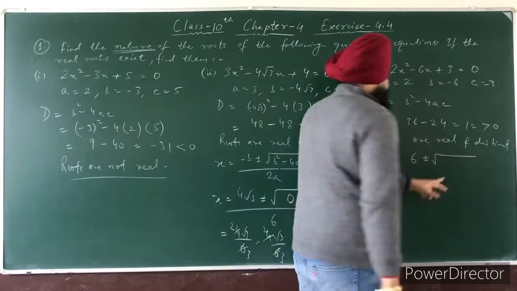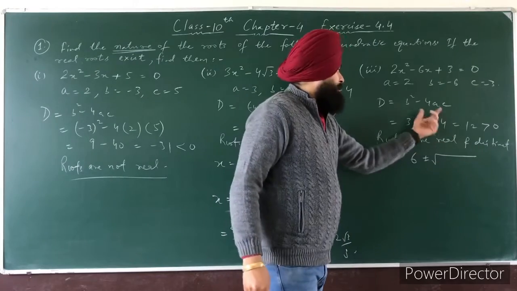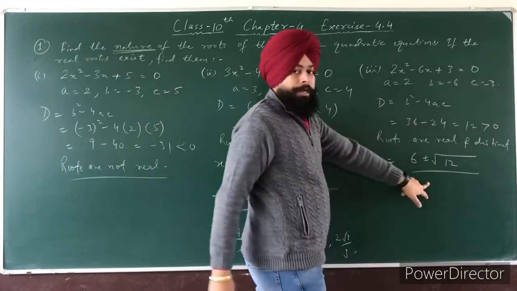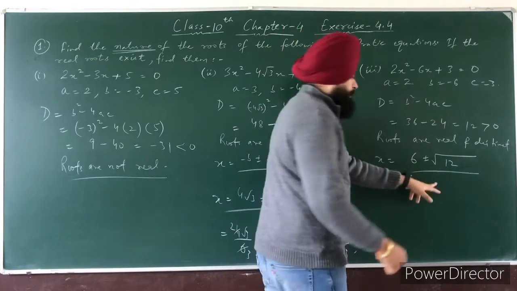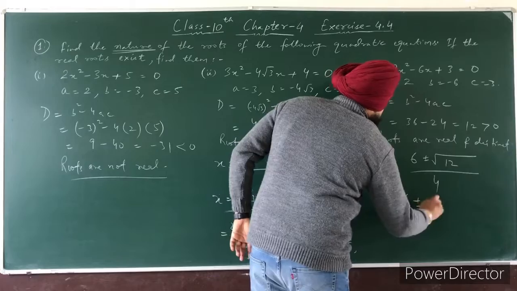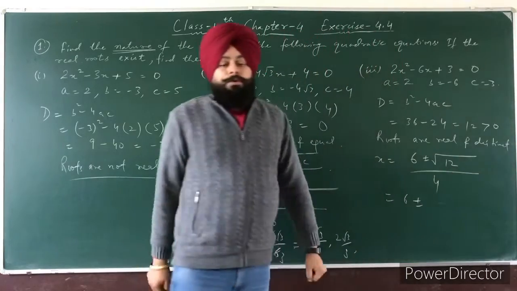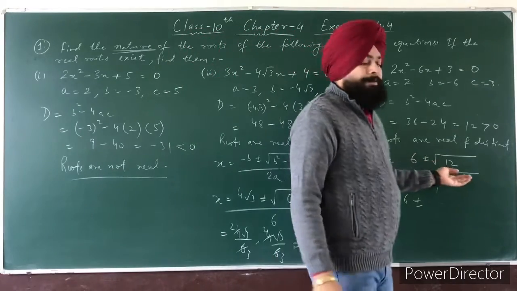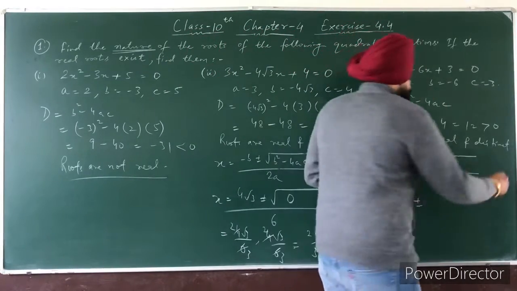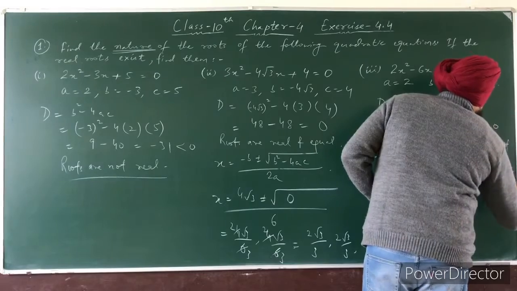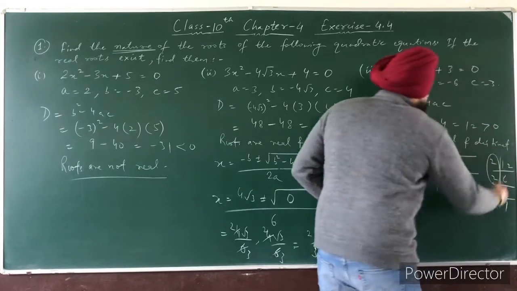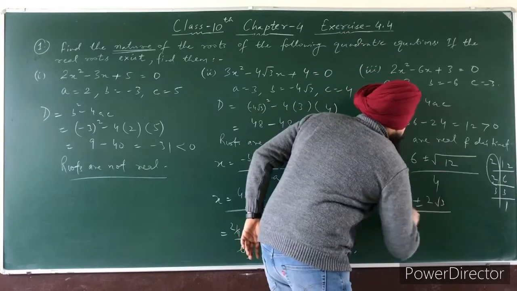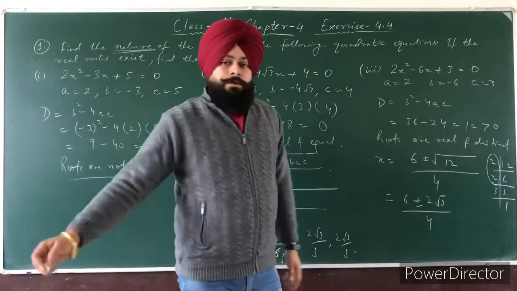Plus minus root of b square minus 4ac, and the value of b square minus 4ac is equal to how much? 12. Divided by 2a. Value of a is 2. Now 2 2s are 4. Now this is root 12. 12 is not a perfect square, but you can find it by further prime factors. Alright. So prime factors of 12 are 2, 2, 3. So 2 is coming up as a pair. So you can write this root 12 as 2 root 3.